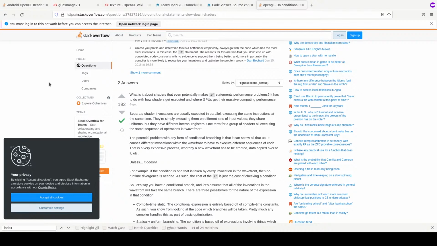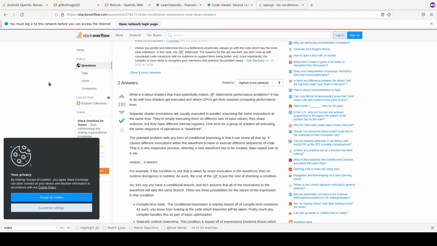They share uniforms, but they have some different internal registers. The term for a group of shaders all executing the same sequence of operations is a wavefront. A potential problem with any form of conditional branching is that it can screw all that up. It causes different invocations within the wavefront to have to execute different sequences of code. This is a very expensive process whereby a new wavefront has to be created, data copied over to it, etc. Unless it doesn't. For example, if the condition is one that is taken by every invocation in the wavefront, then no runtime divergence is needed. As such, the cost of the if is just the cost of checking a condition.